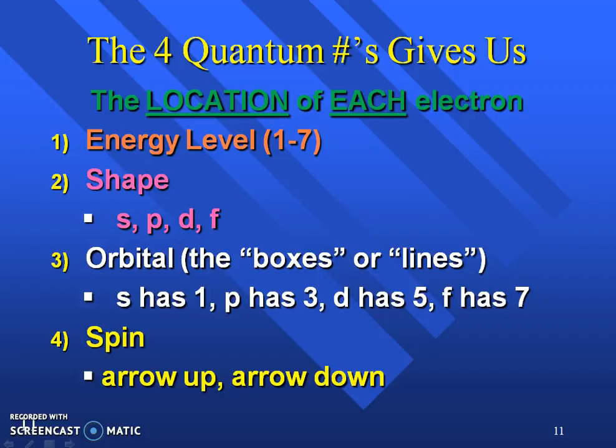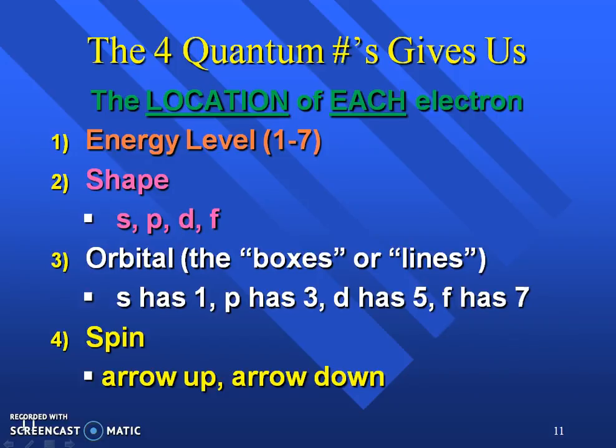So your third quantum number dealt with orbitals, and those are those boxes, or sometimes they're just lines. But we want to remember that the S is going to have 1 orbital, P has 3, D has 5, and F has 7. And again, 1 orbital, 2 electrons. So the S's are always going to have 2 electrons max. P is going to have 3 orbitals, meaning 6 electrons max. D has 5 orbitals, 10 electrons max. And finally, F has 7 orbitals, so 14 electrons max.